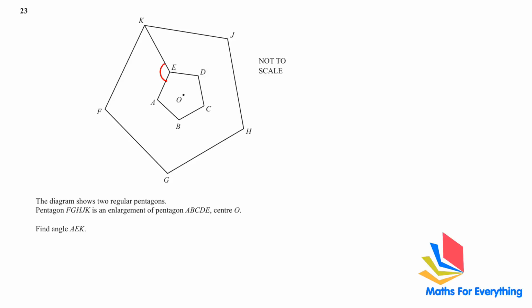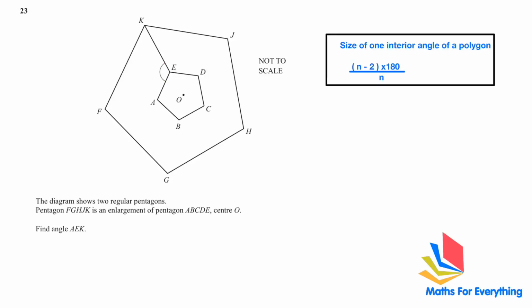For this, we need to know the rule to find one interior angle. One interior angle of a polygon, if it is a regular polygon, is equal to n minus 2 multiplied by 180 divided by n. N is the number of sides. So a pentagon has how many sides? 5. 5 minus 2 multiplied by 180 divided by 5 will give us 108. So this angle here is 108.